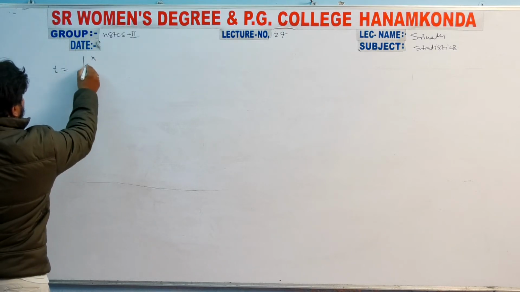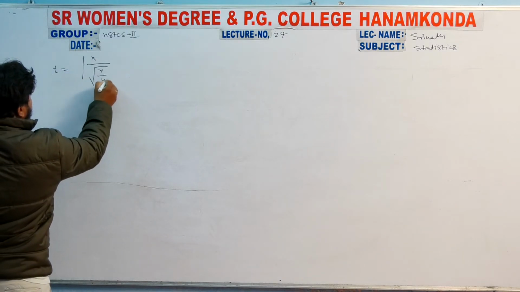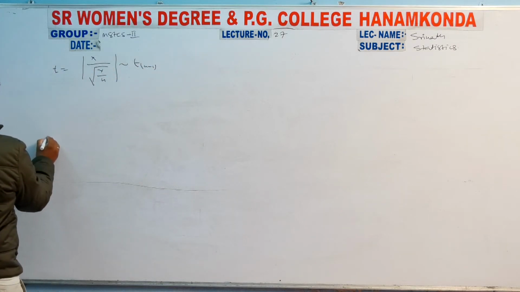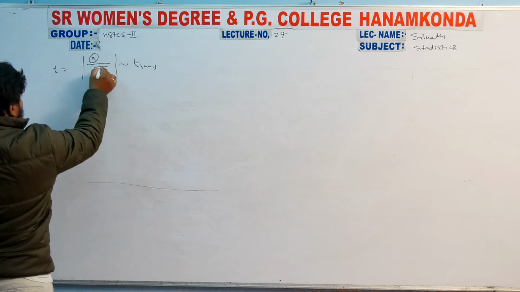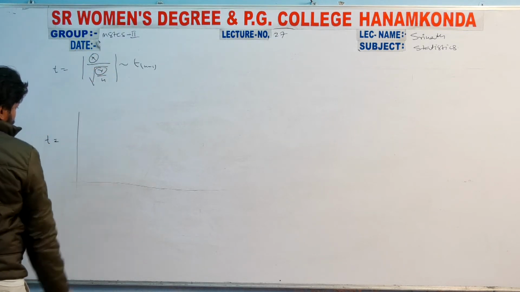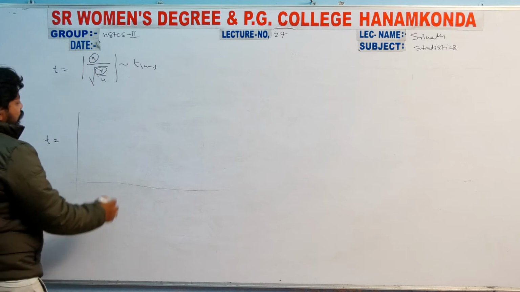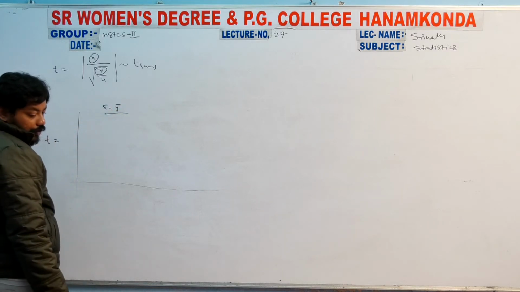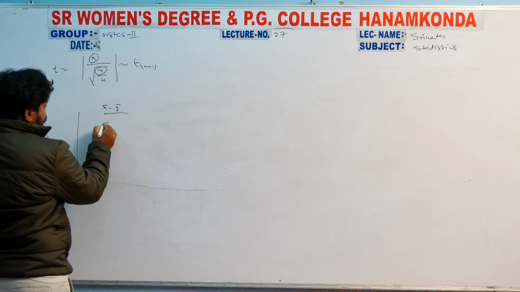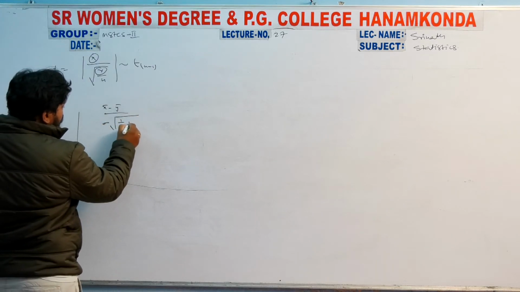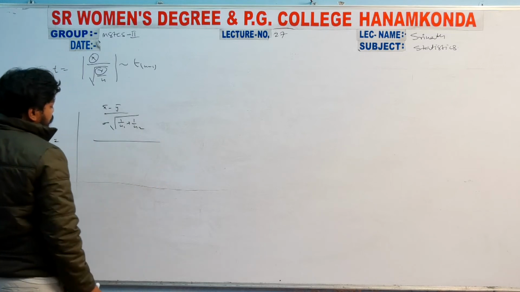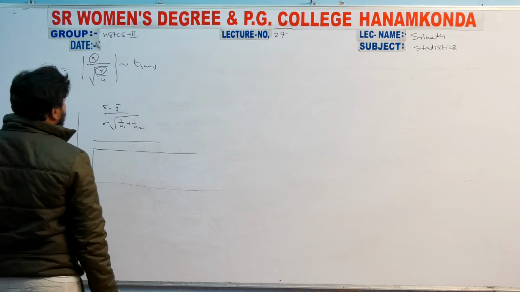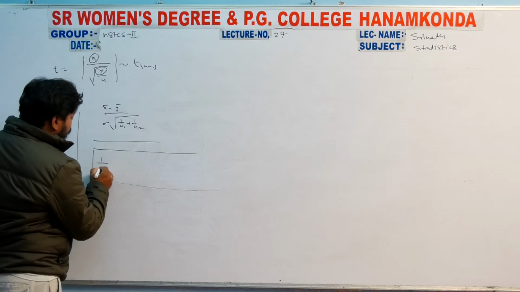t-test, mod of x by under root of y by n, follows n minus 1 degrees of freedom. Then substitute the values instead of x and y: x bar minus y bar by sigma into under root of 1 by n1 plus 1 by n2, by, here we are taking under root of y is equal to 1 by sigma.